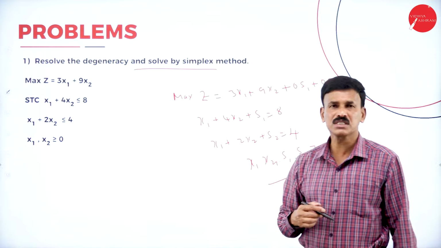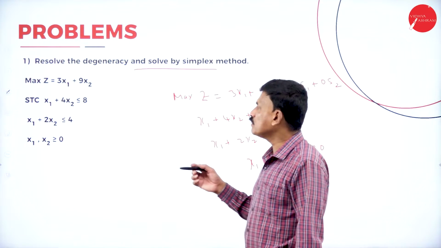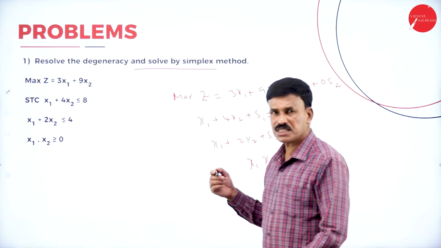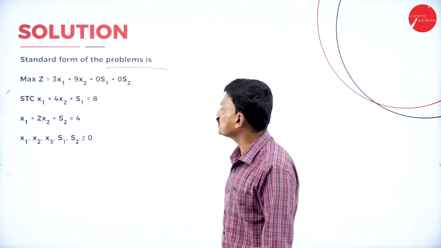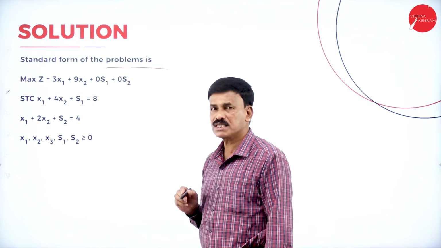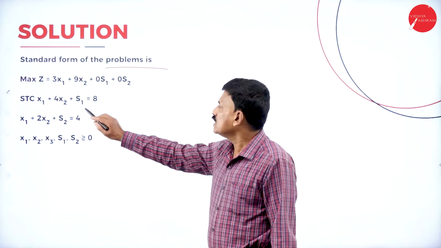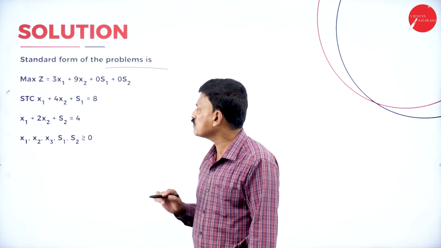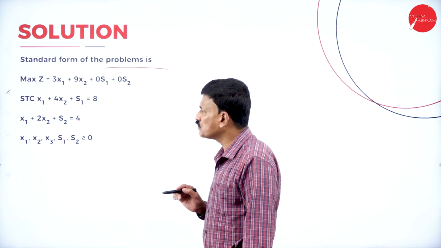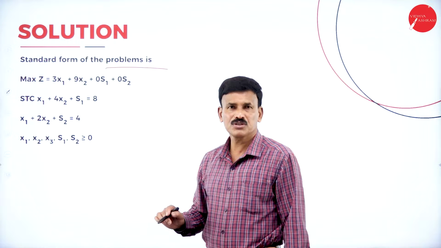Just by introducing the slack and surplus variables, the given objective function and constraints can be converted into standard form. The standard problem is maximize z equals 3x1 plus 9x2 plus 0s1 plus 0s2, subject to the constraints x1 plus 4x2 plus s1 equals 8 and x1 plus 2x2 plus s2 equals 4, where x1, x2, s1, s2 are all greater than or equal to 0.